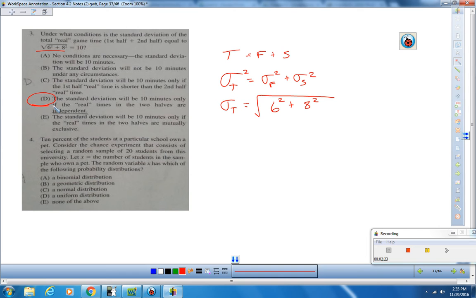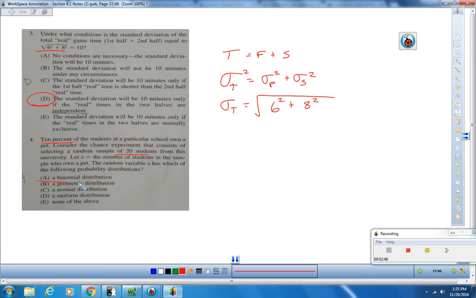Okay, 10% of the students at a particular school own a pet. Consider a chance experiment that consists of selecting a random sample of 20 students. Once you see that, you should be thinking, okay, this is a fixed number of trials. Let X be the number of students in the sample who own a pet. So we've got N, we've got X, and we've got P. That's a probability. Random variable X has the following probability distribution.